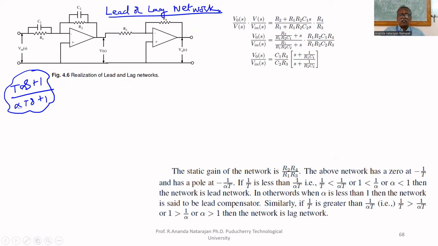Depends upon the value of alpha. This is a lead or lag network that can be inserted into the system so that we can modify the structure of the root locus.